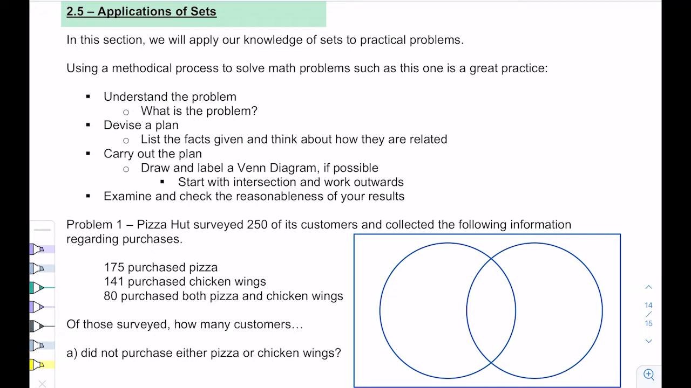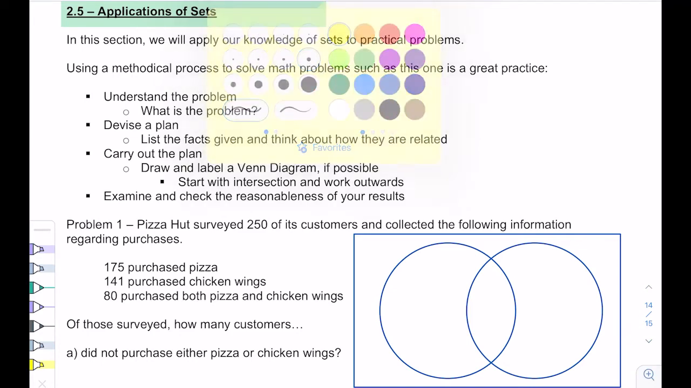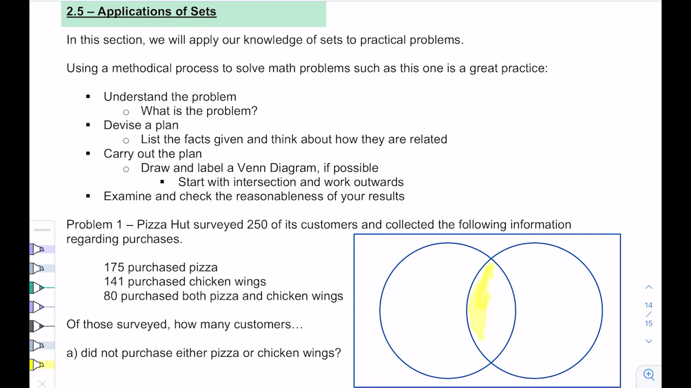One of the suggestions that your book gives is to start with the intersection and then work outwards. Sometimes that doesn't work, but that tends to work most times. And usually that's where I'll begin when I solve problems. I'll start with the intersection. And when I talk about the intersection, if you look at the diagram that I have here, the intersection is where these two circles that represent the sets overlap.